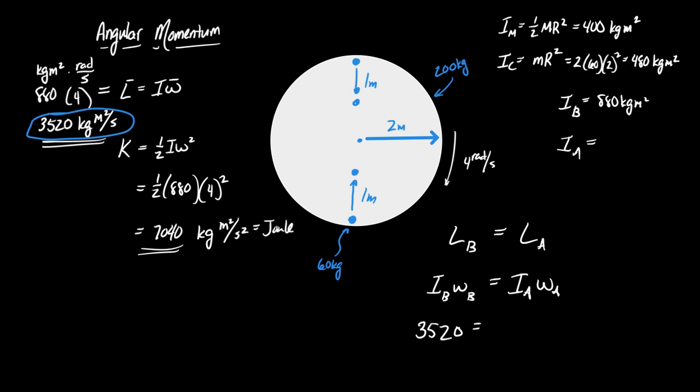But the kids are now 1 meter away from the center, not 2 meters away. So they only add another 120 kilogram meter squared. So the new moment of inertia, 520 kilogram meter squared. Follow along, okay? So the moment of inertia went down to 520. That means the angular speed had to increase by the same proportion. So your angular speed should be 6.77 radians per second.